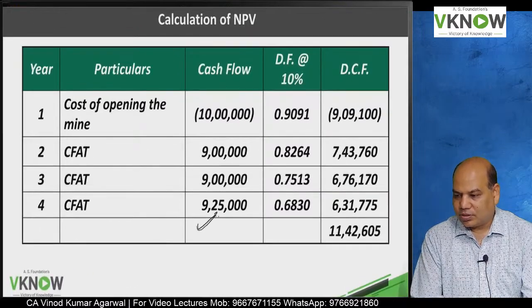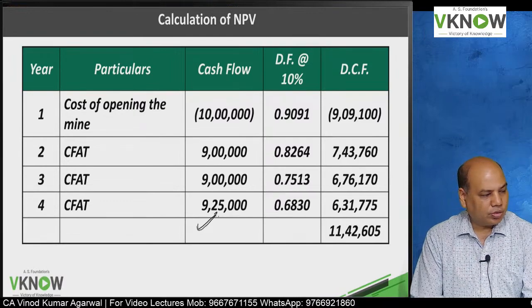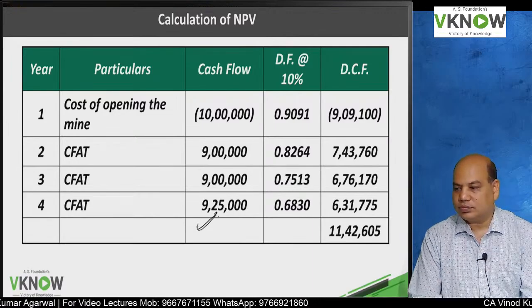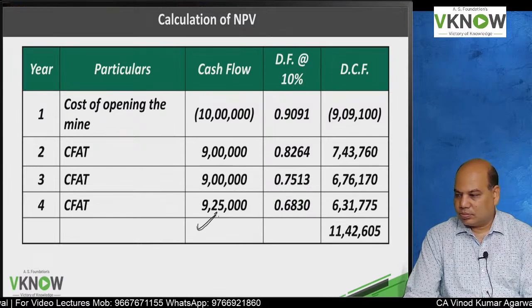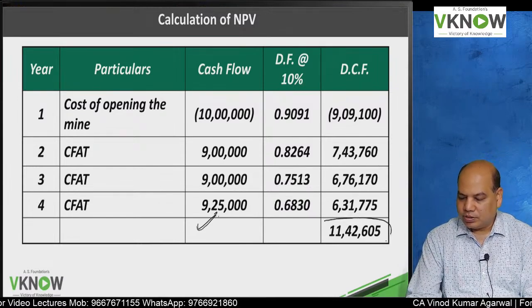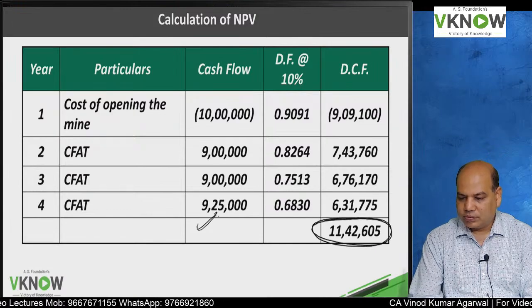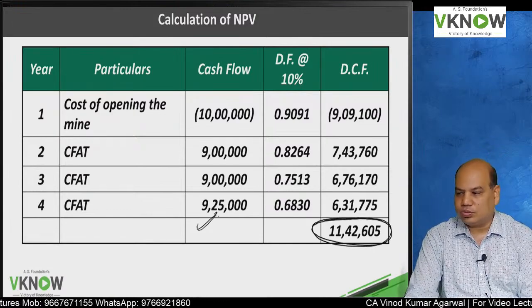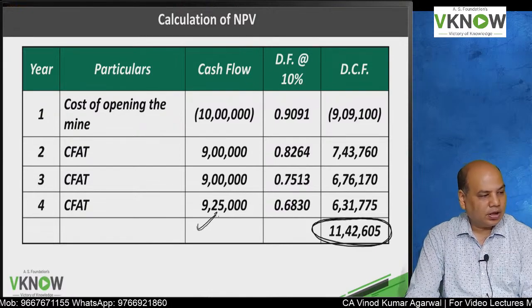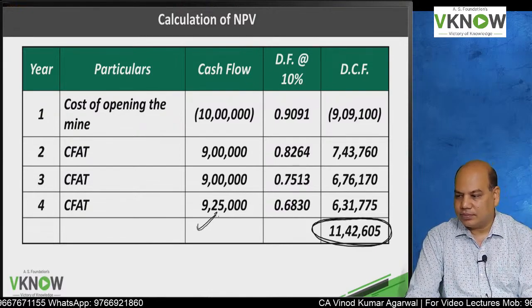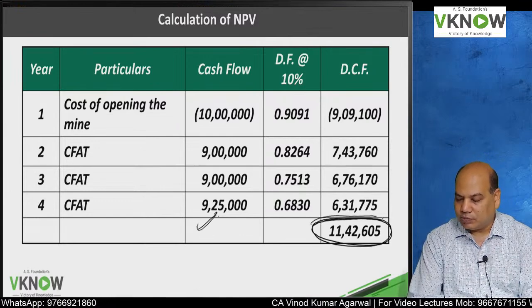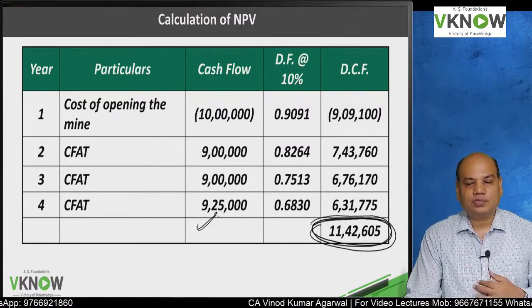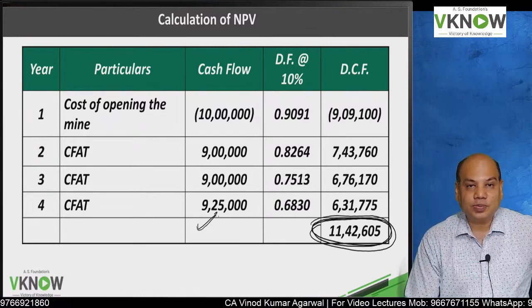Right here 9,25,000. Go to main page, write down 9,25,000 and please solve. Compute the NPV. 11,42,605. 11,42,605. But the probability of getting this is 0.5. Oh my God, that also you have to keep in mind.